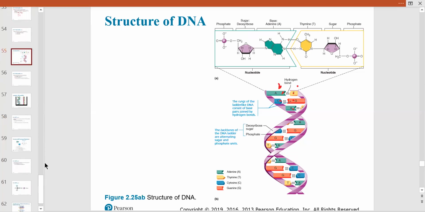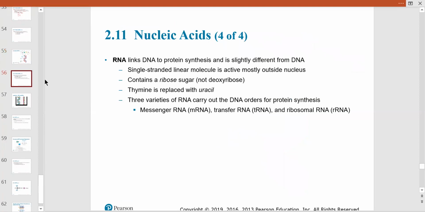So DNA is transcribed, and proteins are translated at the ribosome. So translation happens at the ribosome, and we'll talk more about that in the cellular lecture. So RNA links DNA to protein synthesis, and it's slightly different.